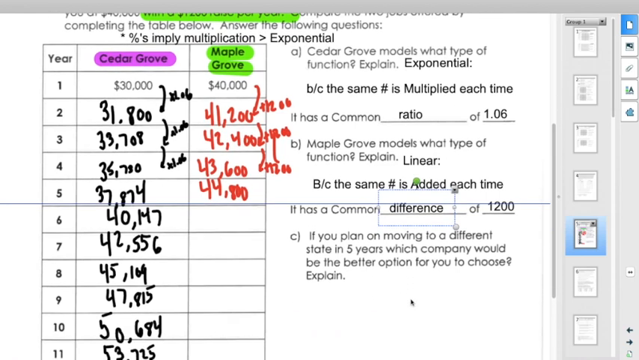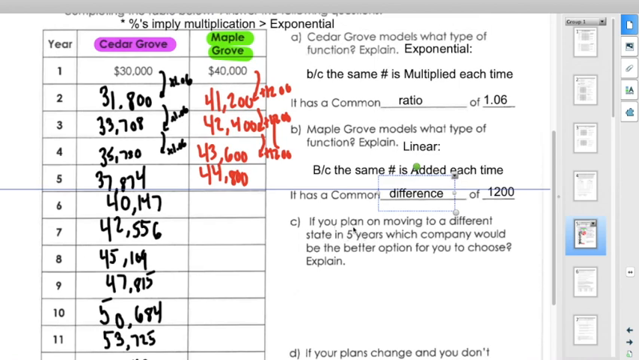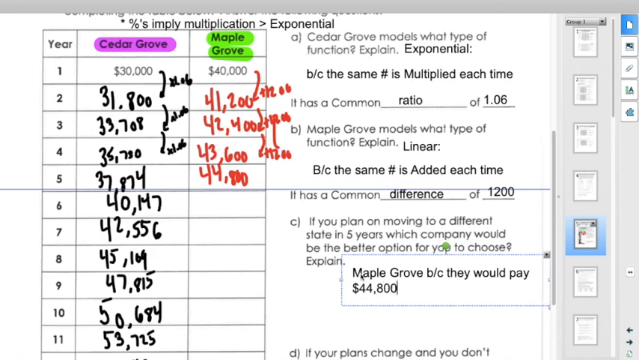Part C. If you plan on moving to a different state in 5 years, which company would be the better option for you to choose? So in 5 years, which one's going to be better? Well, let's look at year 5. Right here. At Cedar Grove, I'm making $37,874. At Maple Grove, I'm making $44,800. Which one is better? Well, obviously Maple Grove, because they would pay $44,800 versus Cedar Grove with $37,874.